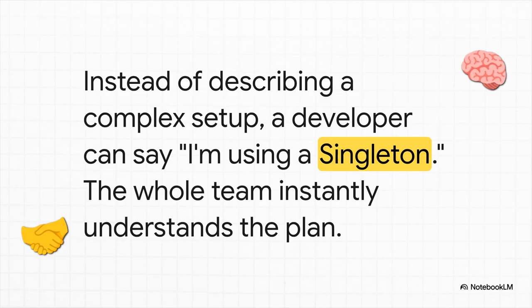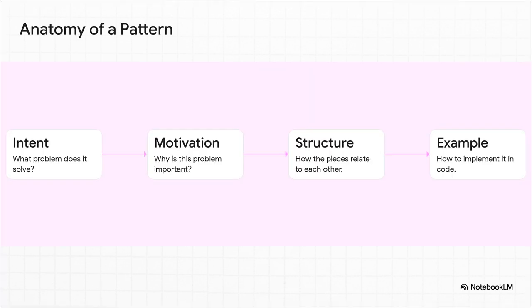Instead of one developer having to spend 10 minutes explaining, okay, so I'm going to make this one special object that handles all the database stuff, and I'll make sure the program can only ever create one of them, they can just say, I'm using a singleton pattern here. And instantly, everyone else on the team knows exactly what they mean. They understand the structure, the pros, the cons, the whole conversation gets elevated. And these patterns aren't just vague, fuzzy ideas. No. They are professional-grade blueprints. Each one is formally documented. It explains what problem it solves, why that problem matters, how all the pieces fit together, and even gives you code examples to look at.